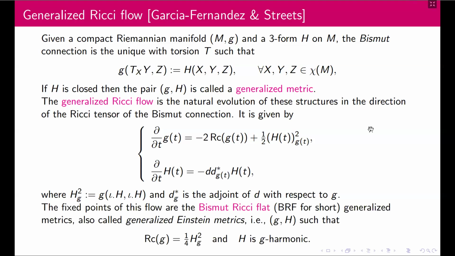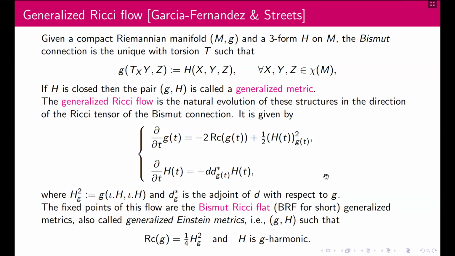And the fixed points of this flow are the Bismut-Ricci flat metrics, also called generalized Einstein metrics, which are those metrics, a Riemannian metric and three-form, such that the three-form is always g-harmonic, and the Ricci tensor, here the Ricci tensor with respect to the Levi-Civita connection of g, is equal to H squared, which is a symmetric non-negative two-tensor. When these two conditions are satisfied, we obtain a Bismut-Ricci flat metric, which is an equilibrium point of this flow.